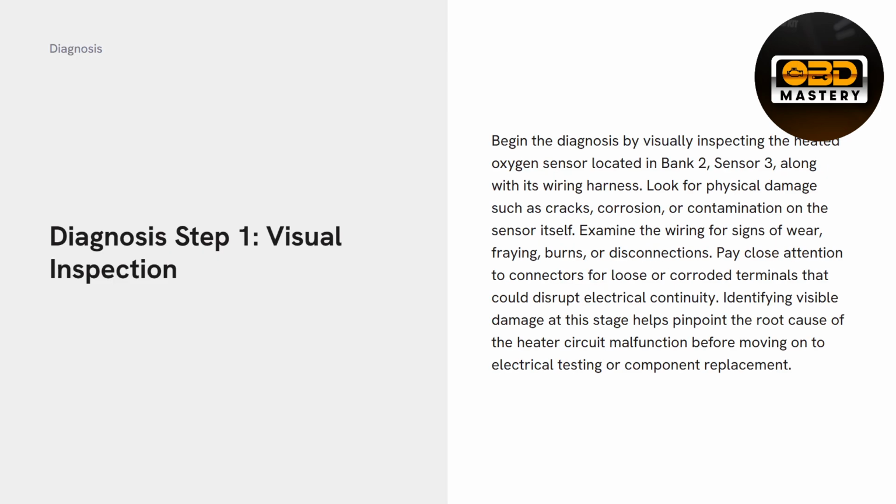But moving on here, diagnosis step 1 is just a visual inspection. So begin the diagnosis by visually inspecting the heated oxygen sensor located in bank 2 sensor 3 along with its wiring harness. Now look for physical damage such as cracks, corrosion, or contamination on the sensor itself, and examine the wiring for any signs of wear, fraying, burns, or even disconnections.